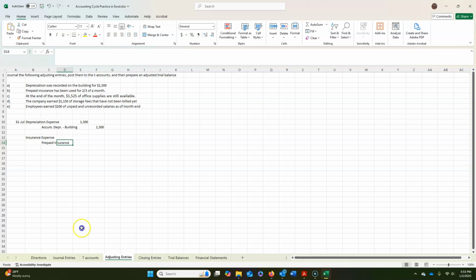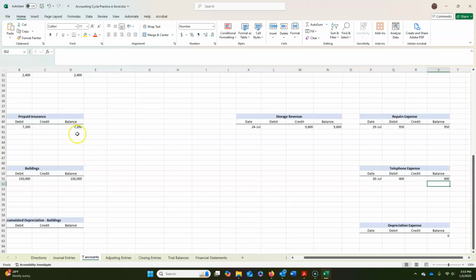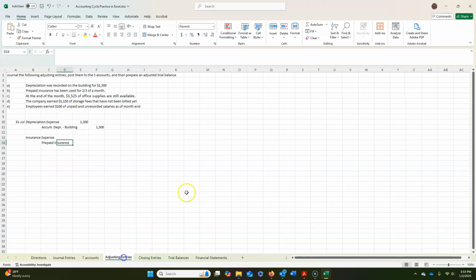So now we need to calculate it. So let's look at our original amount. So we bought a month for $7,200. So first we need to get a full month's expense. So we're going to take that 7,200 divided by 12. So this is 1 month insurance expense.